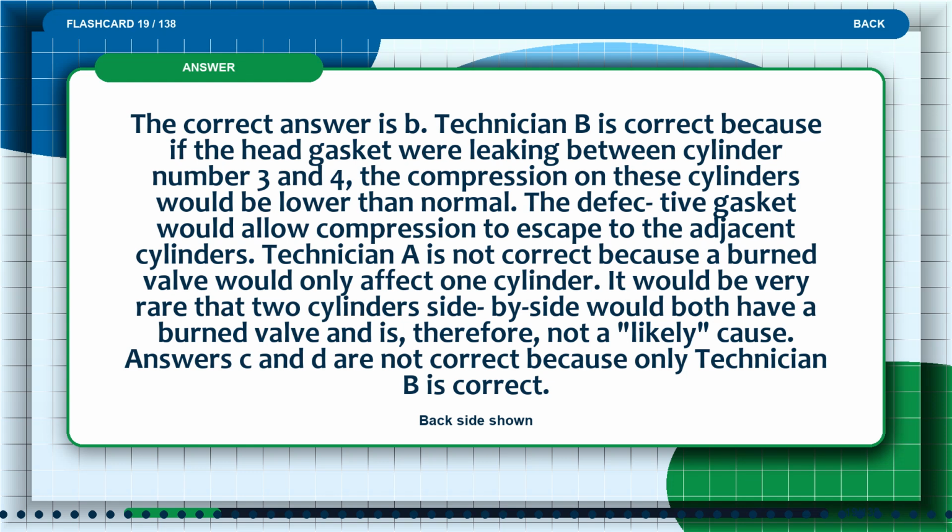The correct answer is B. Technician B is correct because if the head gasket were leaking between cylinder number 3 and 4, the compression on these cylinders would be lower than normal. The defective gasket would allow compression to escape to the adjacent cylinders.